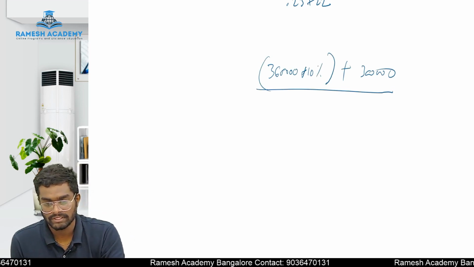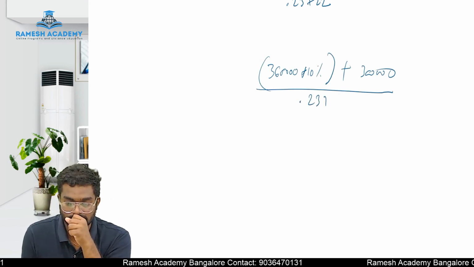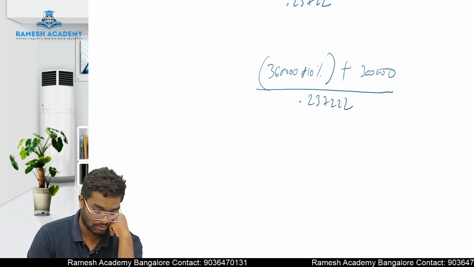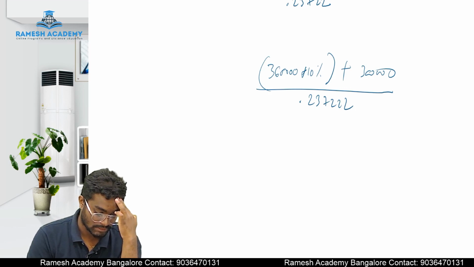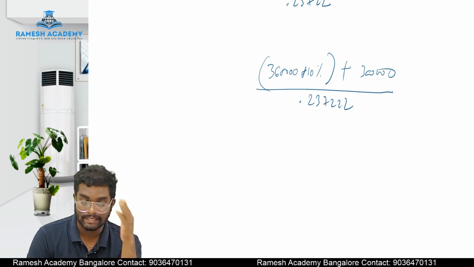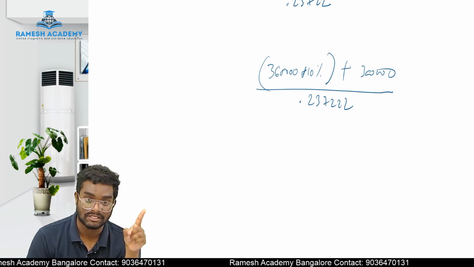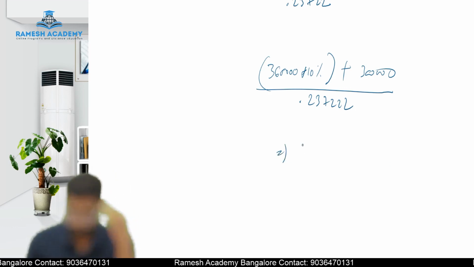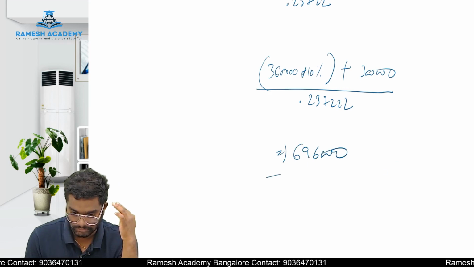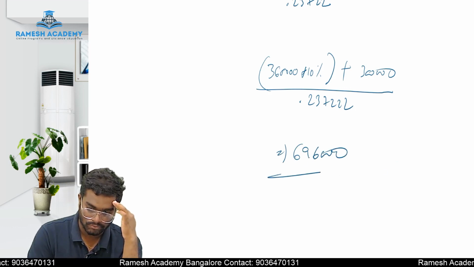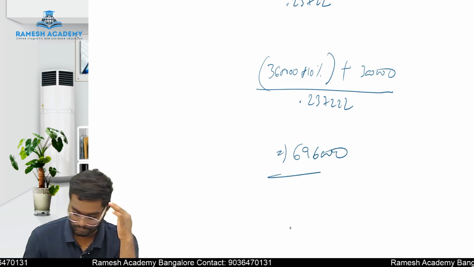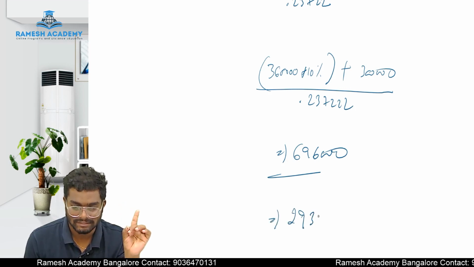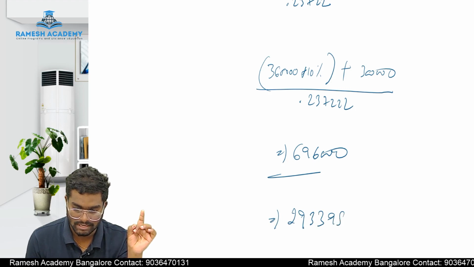So we have to take the revised PV ratio because they are telling that revised selling price. That's the reason. So 3,60,000 into 1.1, 3,96,000. I am taking into consideration the 10% increase plus 3 lakhs fixed. It is 6,96,000 divided by 0.23722. So my sale should be 29,33,985.